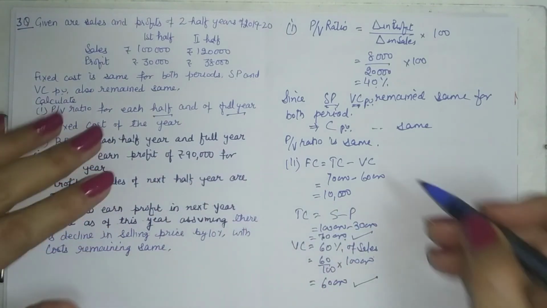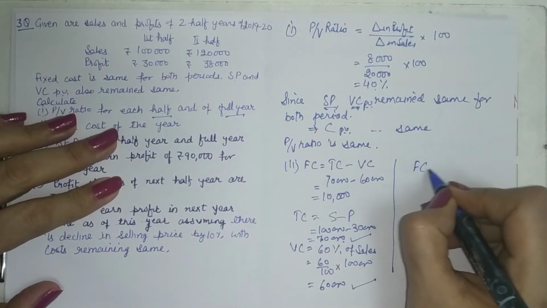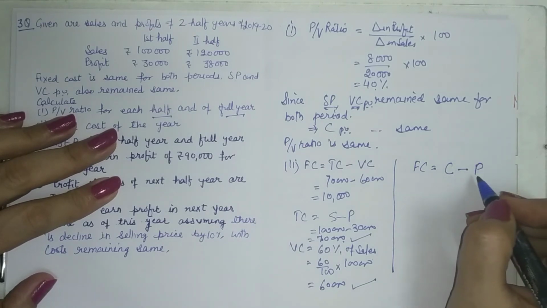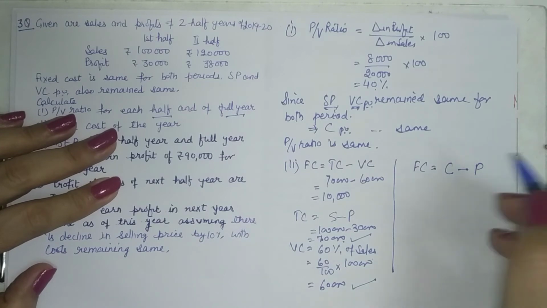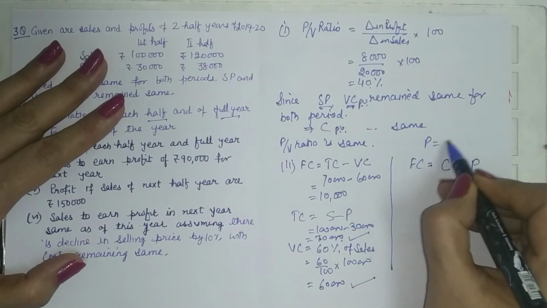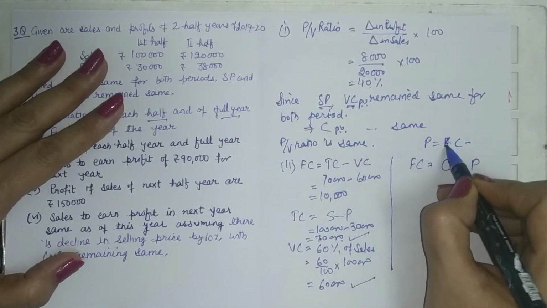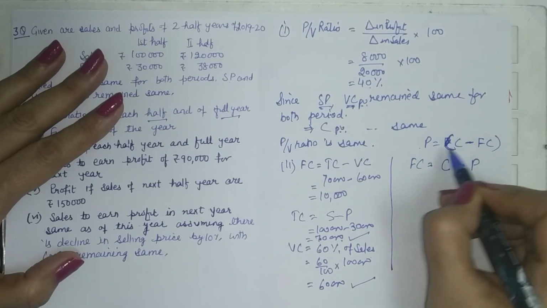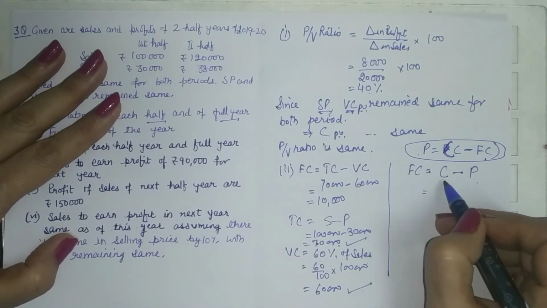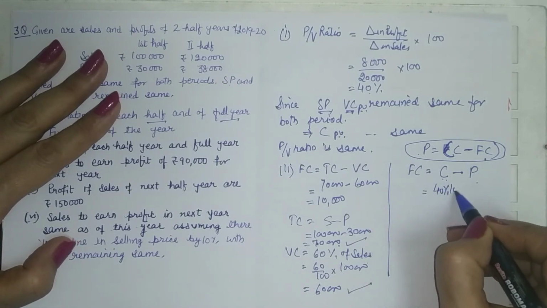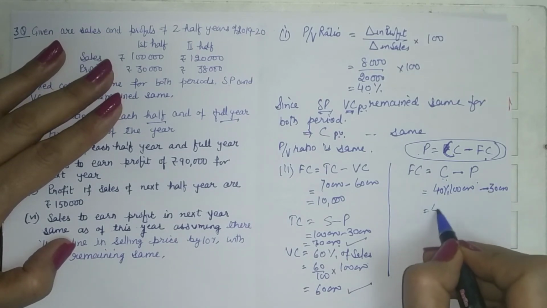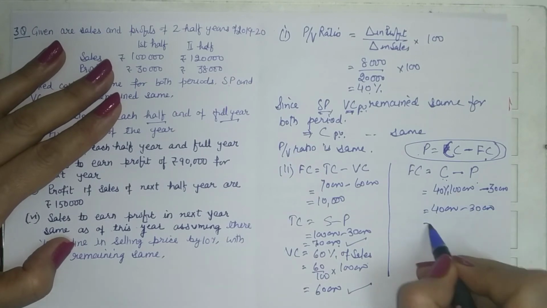Someone else may say that fixed cost can be taken as contribution minus profit, isn't it? Because what is profit? Profit is contribution minus fixed cost. So we can redraw this equation to find out the value of fixed cost. It is contribution minus profit. Now what is contribution? Contribution is 40% of sales and profit in this first category is 30,000. So 40,000 minus 30,000, 10,000 rupees.